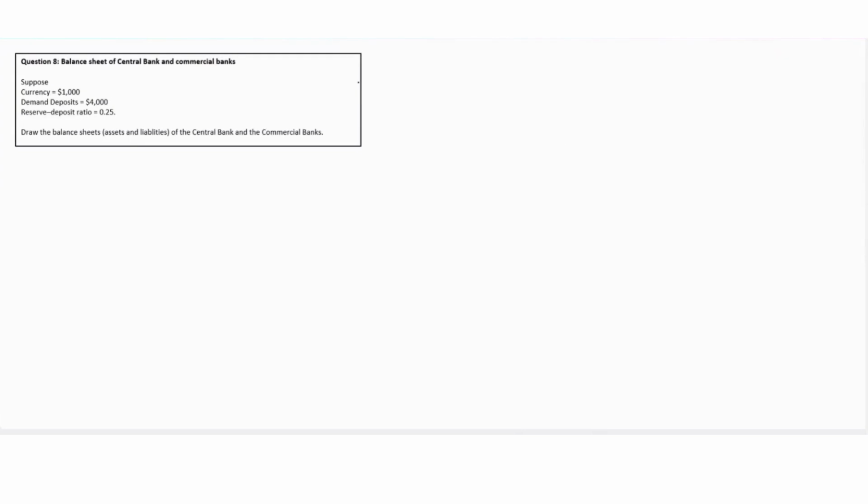In this question, we want to look at how we make the balance sheet of a central bank and a commercial bank. So, things to keep in the back of your mind for this problem before we actually proceed with it.